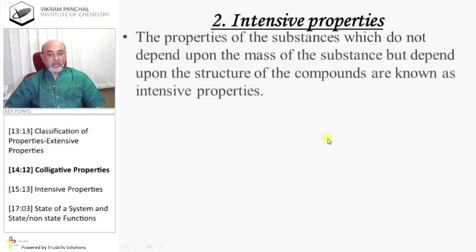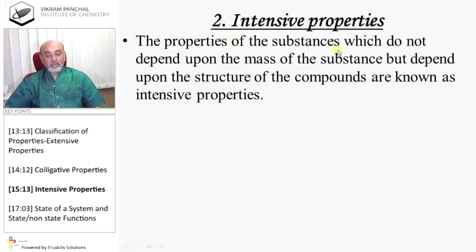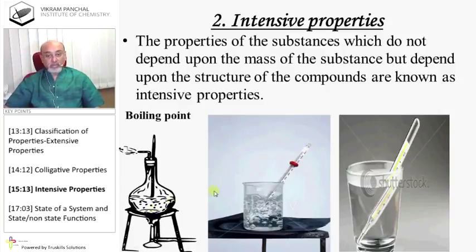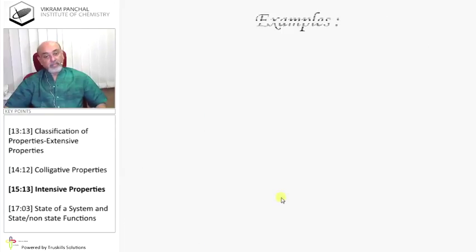Next, intensive property. The properties of the substance which do not depend upon the mass of the substance but depend upon the structure of the compounds are known as intensive properties. For example, boiling point. Boiling point is not an extensive property. Yes, elevation in boiling point is a different case. But boiling point is not extensive, it is intensive. Whether you take boiling point in a large container or a small container, the boiling point of water remains 100 degrees Celsius only. So boiling point is an intensive property.